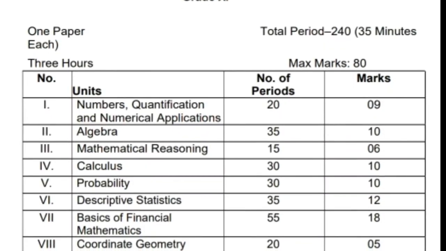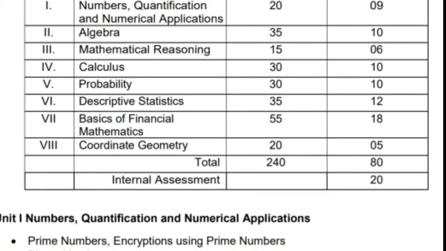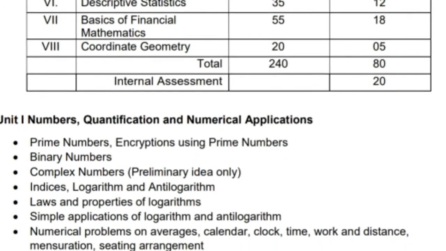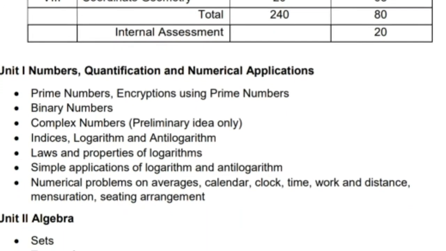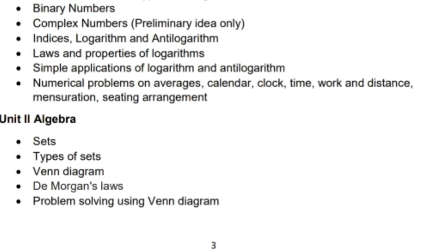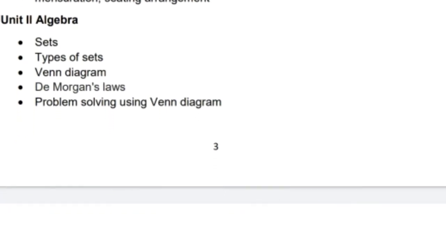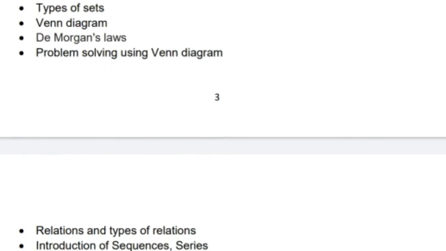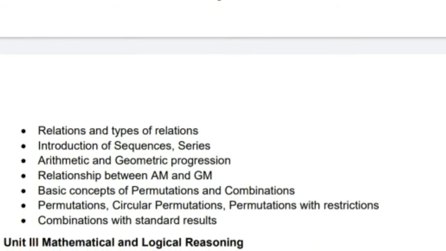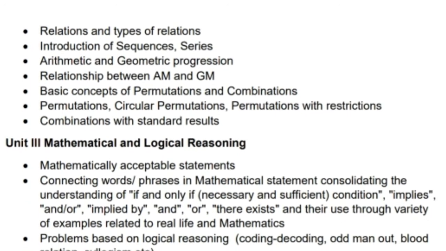Okay, so now let us go to the syllabus of the new mathematics. First of all, unit 1 will cover numbers, quantification and numerical applications. It is mostly about binary numbers, prime numbers, and playing with the numbers like we did in smaller classes. So it will be an extended version of that. Next we have algebra, like sets, functions, relations, and arithmetic progression and geometric progression. All of these will be included under algebra.